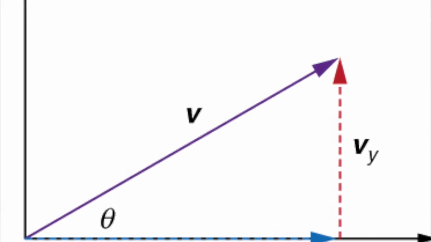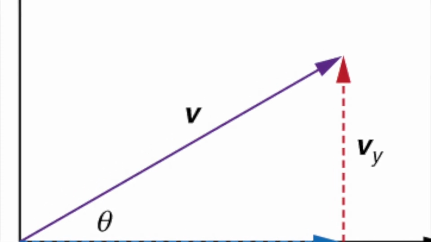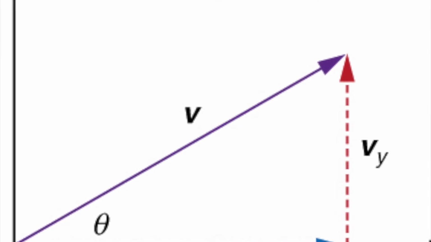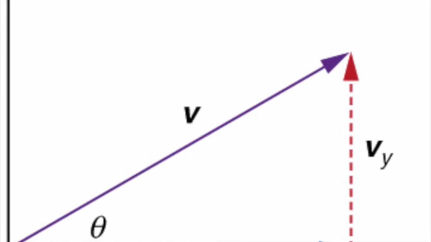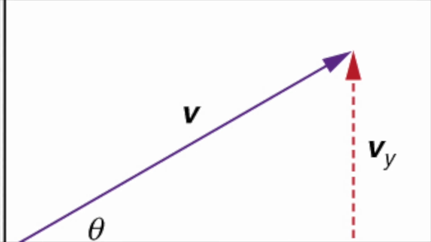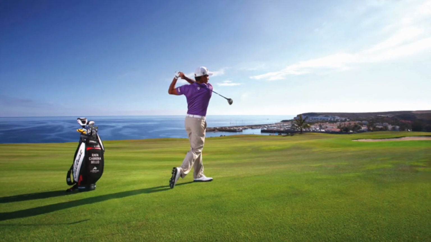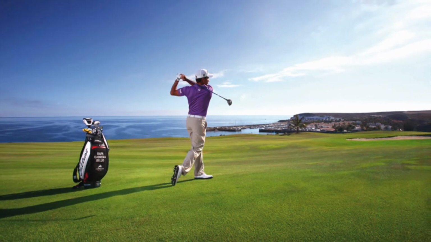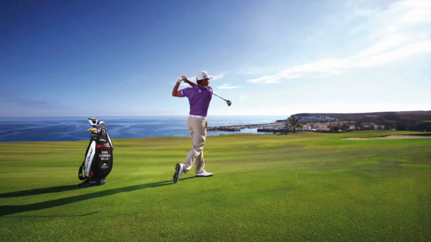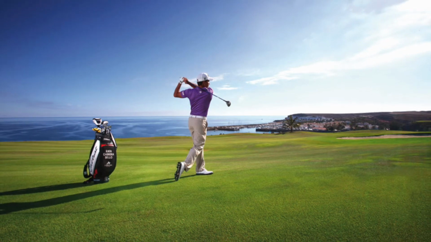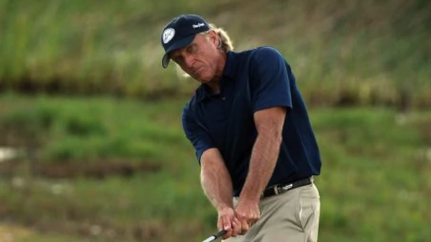This can be found using the Pythagorean theorem, a squared plus b squared equals c squared, where the value of c is the resultant velocity and the hypotenuse. For example, if the ball had a horizontal velocity of 50 meters per second and a vertical velocity of 40 meters per second, the resultant velocity would be approximately 64 meters per second.